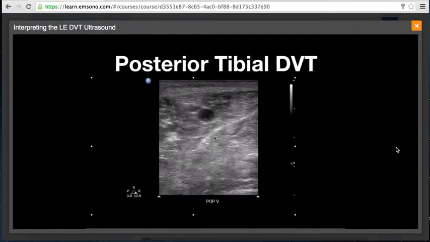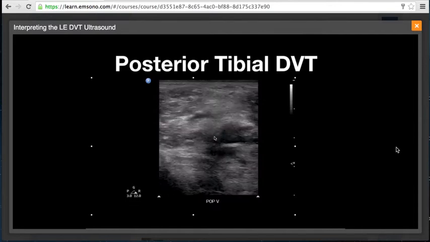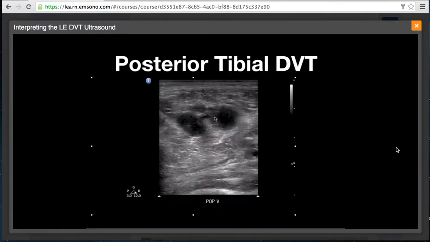Here was a patient who presented with isolated calf pain and had a history of cancer. Their common femoral vein and popliteal veins did not reveal presence of a DVT. However, in just scanning distal to that trifurcation of the popliteal vein, it could be seen that there was a very large amount of thrombus within the posterior tibial veins. This patient was subsequently treated as a DVT because of the close proximity of the posterior tibial clot to the insertion into the popliteal vein.